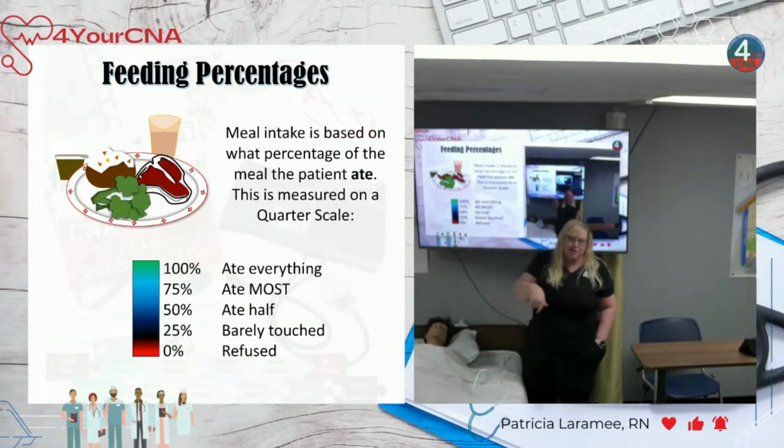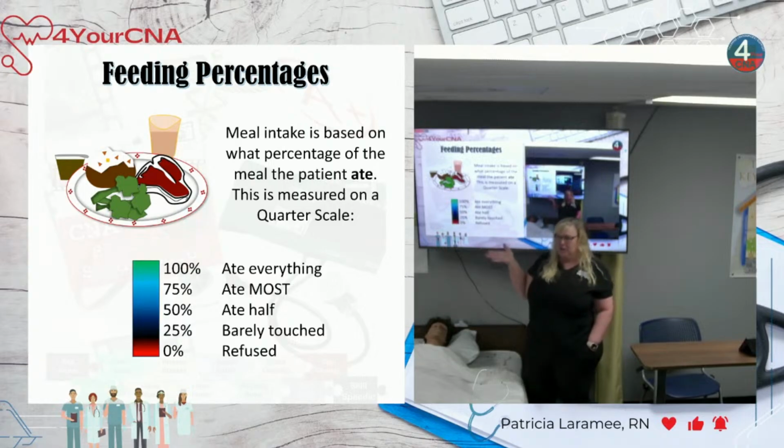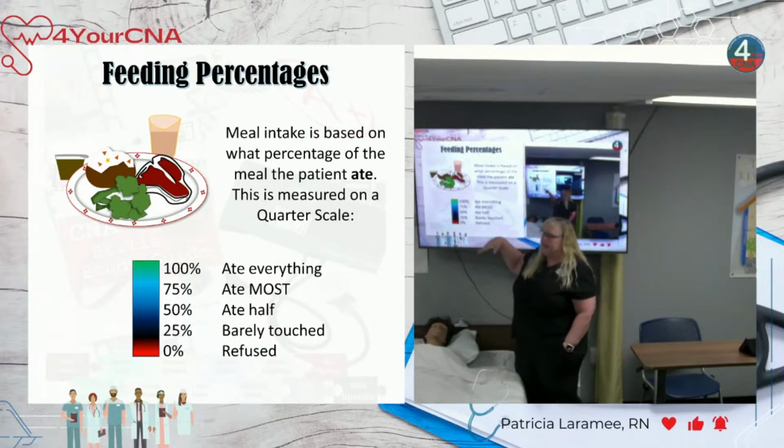0 means they didn't touch it. They refused it. Didn't eat. 100% means clean plate club. They ate it all. Good job. 50% means half. They ate about half. It's not scientific. We're not counting grains of rice here.